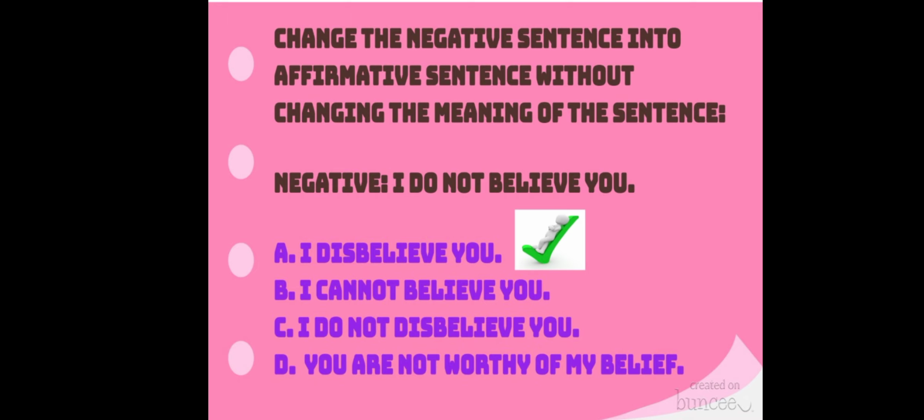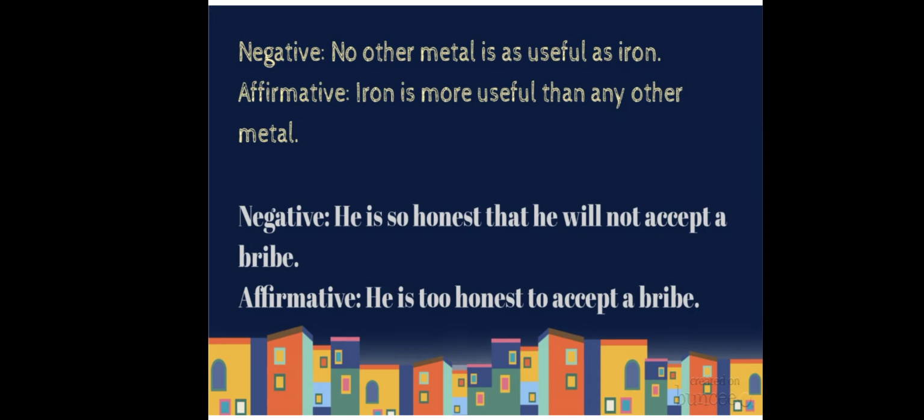So option A, I disbelieve you, is an affirmative sentence. It does not contain any negative word, right? The verb believe has been changed to a word which is opposite in meaning, disbelieve. So this sentence has the same meaning as the original sentence. Hence, option A is the correct answer, right? So let's move to the next examples.